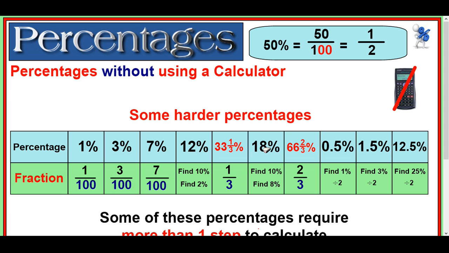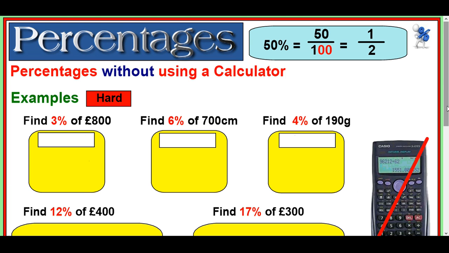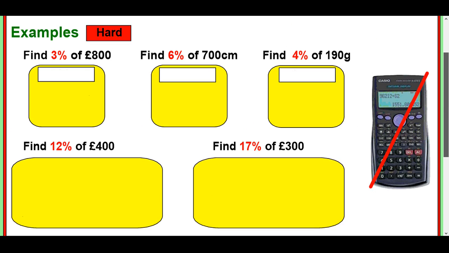It'd be the same for 23%, for example. Get 20%, get 3%, and add them together. They're kind of like more than one step is required. Right, let's look at some harder examples. I've got some examples here to go over and see how you do this.